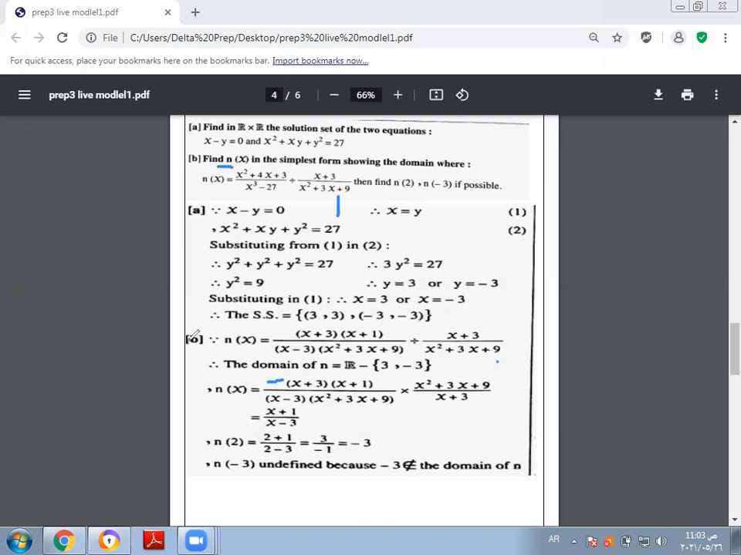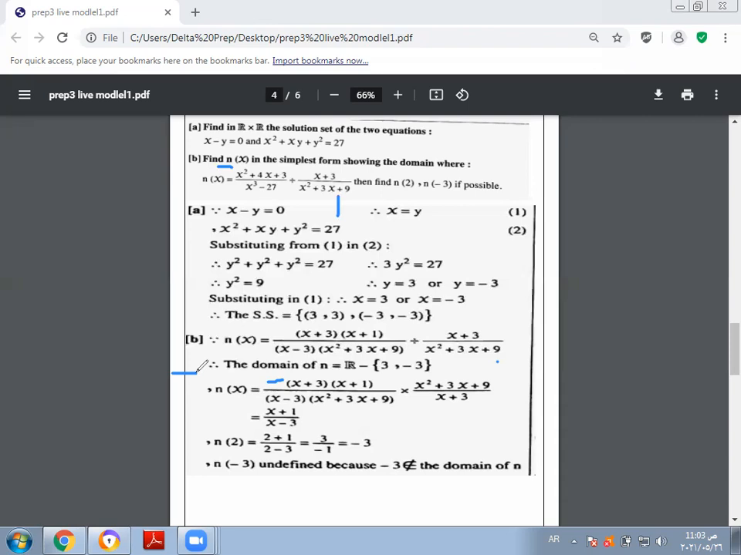Now we factorize. Then we find the domain. The next step, we find the domain. The domain here is R difference: the set of zeros of the denominator of the first fraction, which is R minus 3, and the set of zeros of the numerator and denominator of the second fraction, which will be negative 3. So the domain of n of x here will be R minus the set 3 and negative 3.